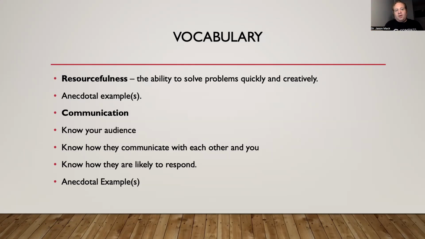Some key components for communication. Know your audience. Who are you talking to? How are you connecting to them? How are you connecting yourself to them? If you're going in for an interview and you can find the LinkedIn profile of somebody that's going to interview you, that you have their name, you can go in and look at their job experience. If at any point in their past they have similar job experience as you or lived in the same area of the country, you can weave that into your interview by knowing your audience and stack the odds in your favor to get the job. Know how they communicate with each other and you, another component of communication. Know how likely they are to respond.